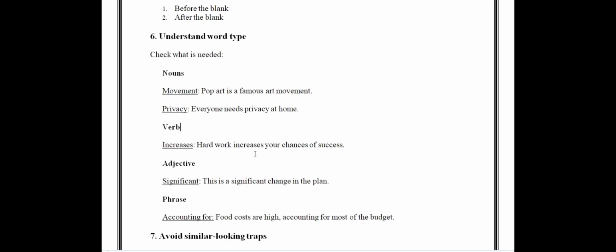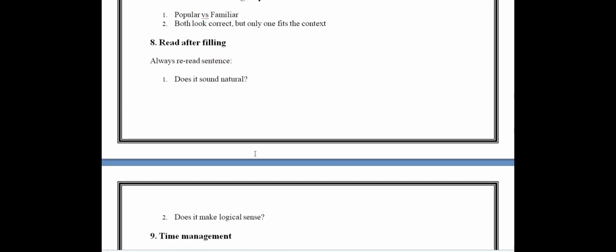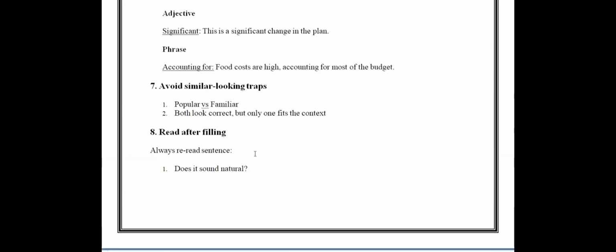Similarly, adjective. The word is significant. There is a significant chance in the plan. Chance is a noun, a is the article, significant is an adjective. A phrase is two words or a group of words. Here the example: accounting for. So these two words make a phrase. Food costs are high, accounting for most of the budget.